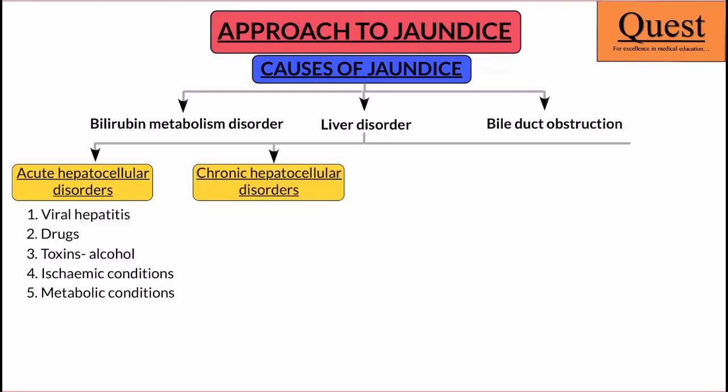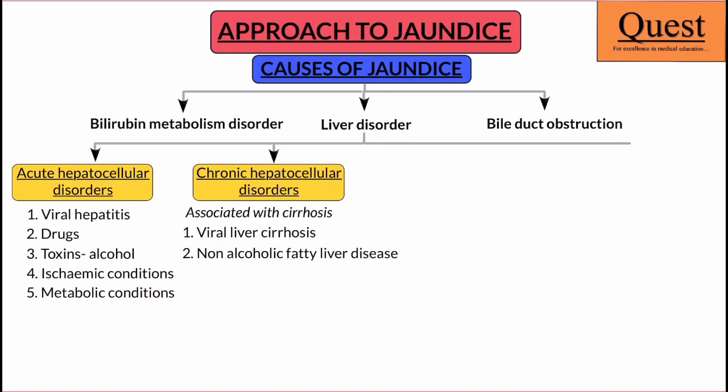Similarly, chronic hepatocellular disorders can also present with jaundice. Important to note here is chronic liver disorders, when they present with jaundice, are almost always associated with liver cirrhosis. So we could have viral liver cirrhosis, non-alcoholic fatty liver disease, metabolic conditions, or autoimmune hepatitis.